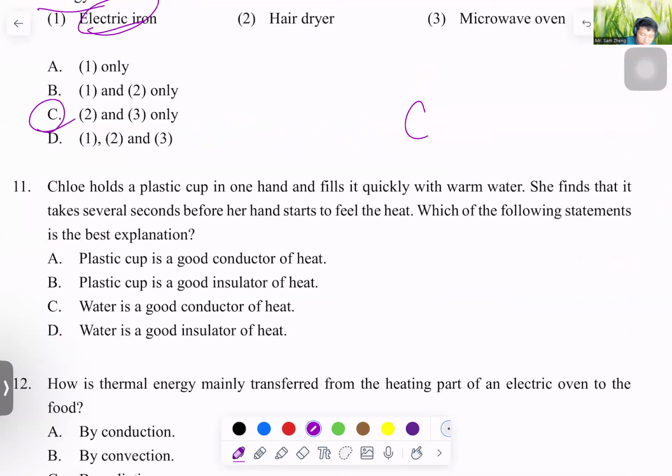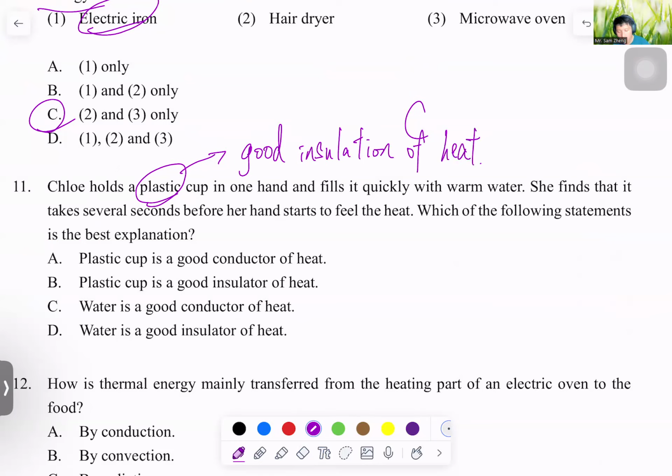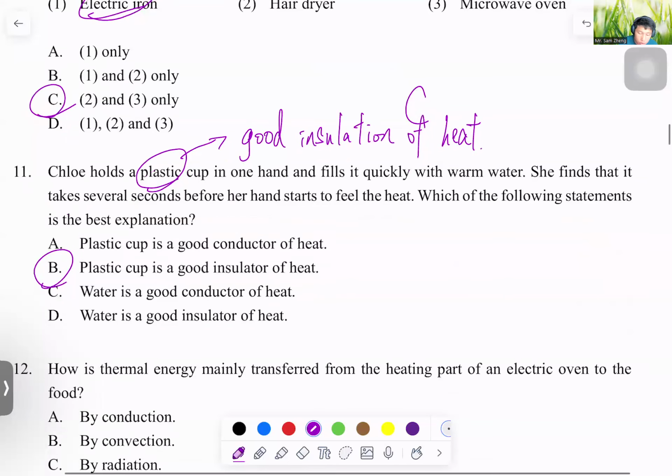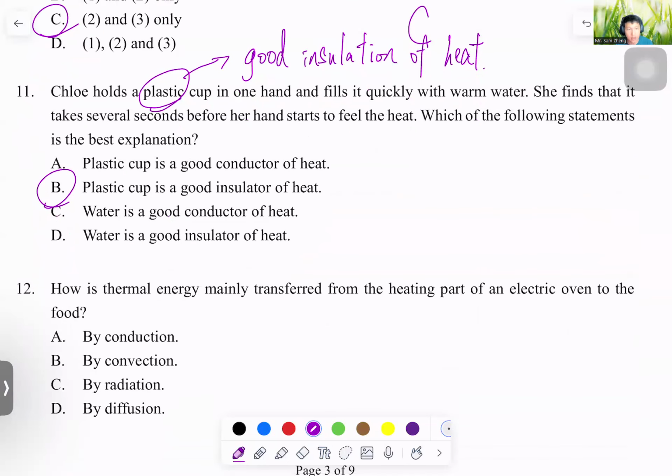Next, Kois holds a plastic cup. A plastic cup is a material that is a good insulator of heat. Therefore, if we quickly fill it with warm water, it takes a longer time for the heat, or thermal energy, to reach our hand from the warm water. The reason it takes some time is that the plastic cup is a good insulator of heat.